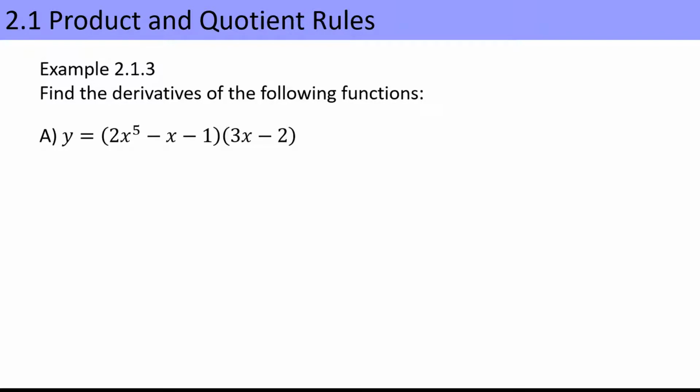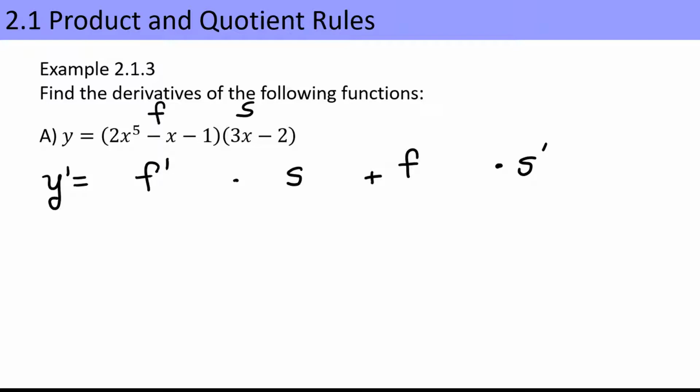Example 2.1.3, find the derivatives of the following functions. A, y equals the quantity 2x to the fifth minus x minus 1 times the quantity 3x minus 2. We see that this is a product, so I'm going to identify the trinomial as my first function and the binomial as the second. Since we have to memorize the product formula, let's write it out each time we use it. That is, y prime is equal to the derivative of the first times the second plus the first times the derivative of the second.